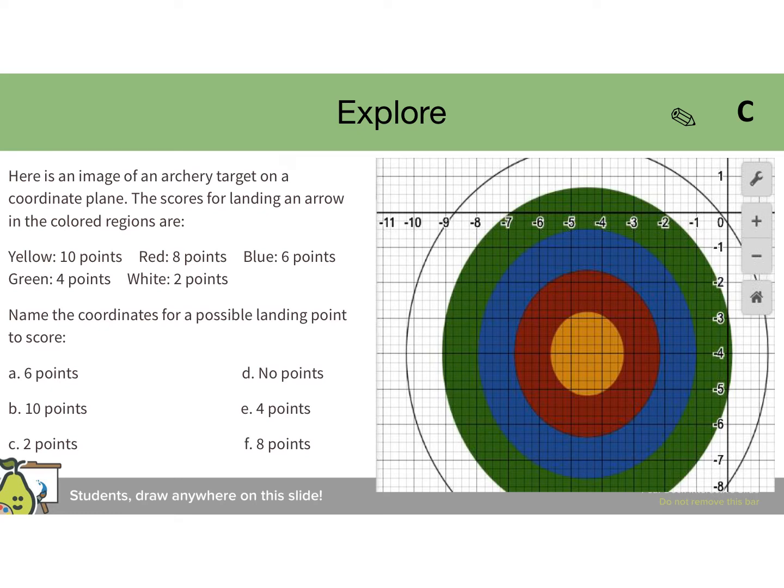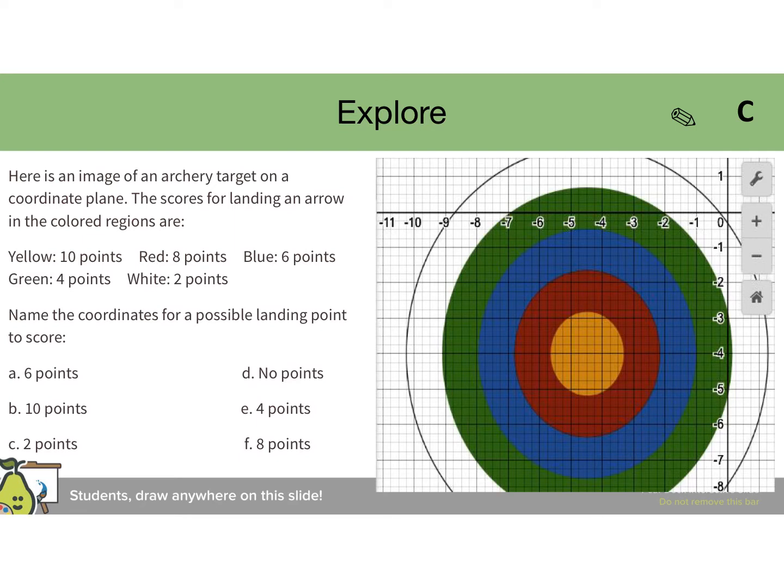So the explorer is going to present an image of an archery target on a coordinate plane. The scores for landing an arrow in the colored regions are as follows. Yellow is 10 points, red is 8 points, blue is 6 points, green is 4 points, and white is 2 points.